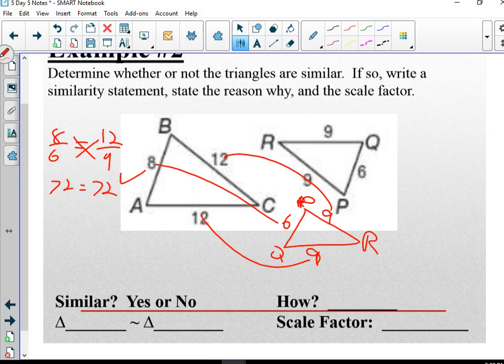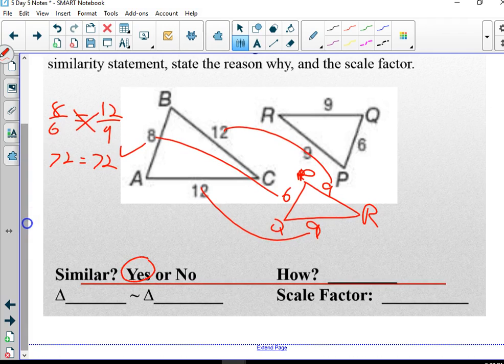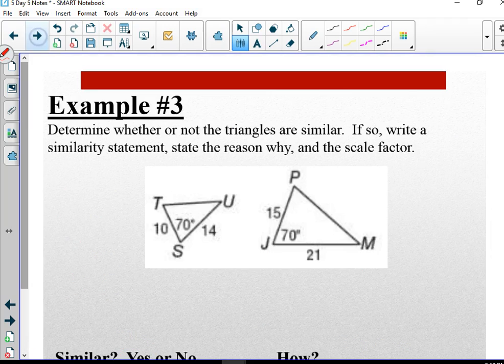So we have proportional sides. So are they similar? Yes. By SSS similarity, we say ABC is congruent to QPR. And the scale factor is, I just take one of those fractions and reduce it, 8 to 6, divide by 2. It's a 4 to 3 ratio, scale factor.